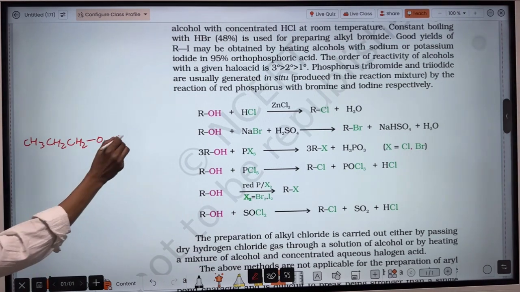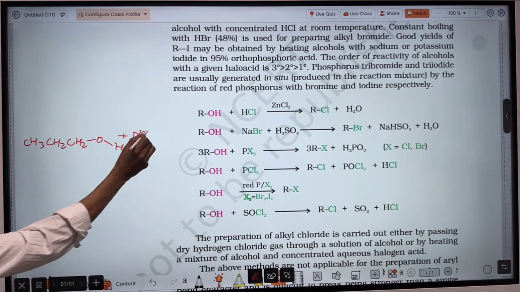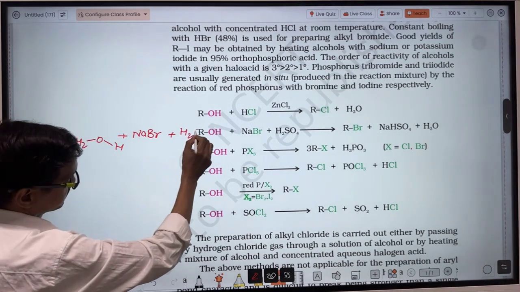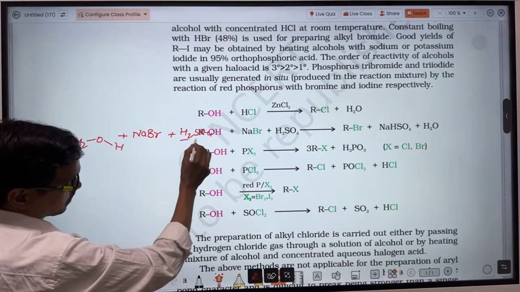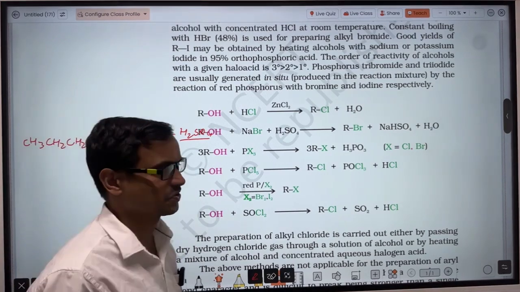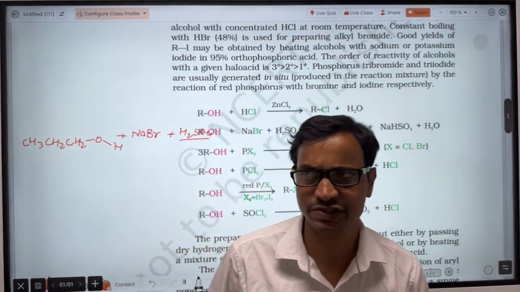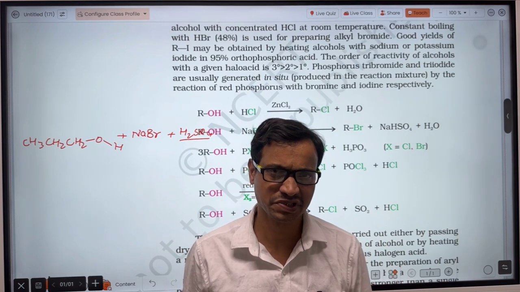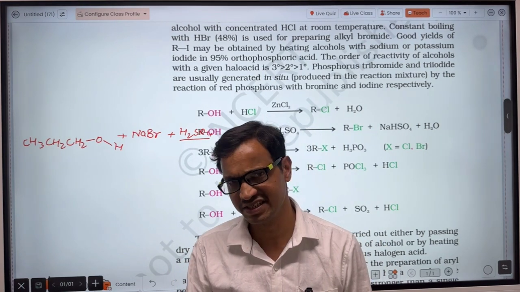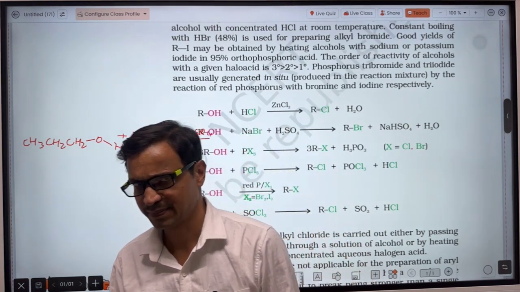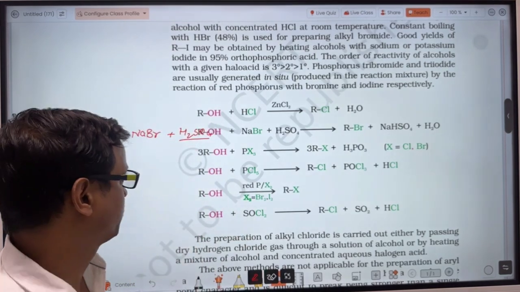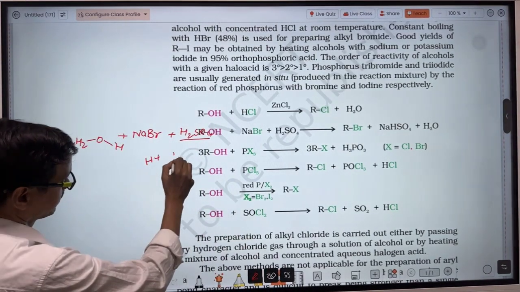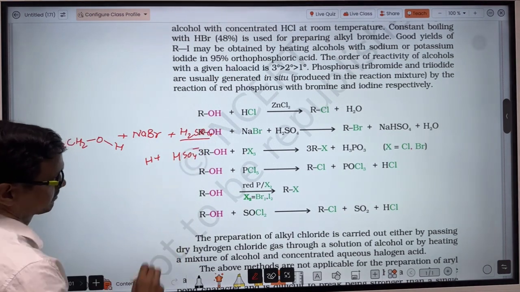That's the reaction with NaBr and H2SO4. You know that the first dissociation constant of H2SO4 is very large, so the H2SO4 will first dissociate into H plus and HSO4 minus.